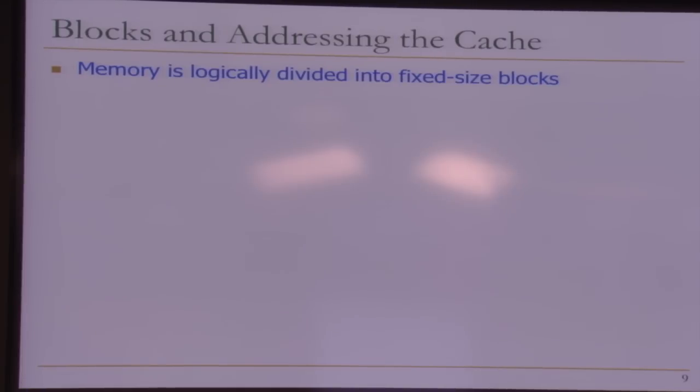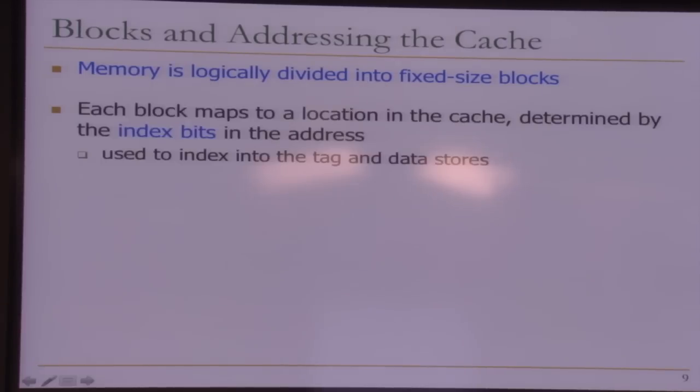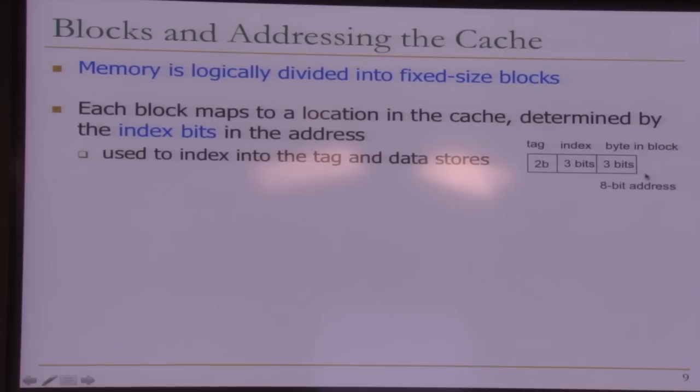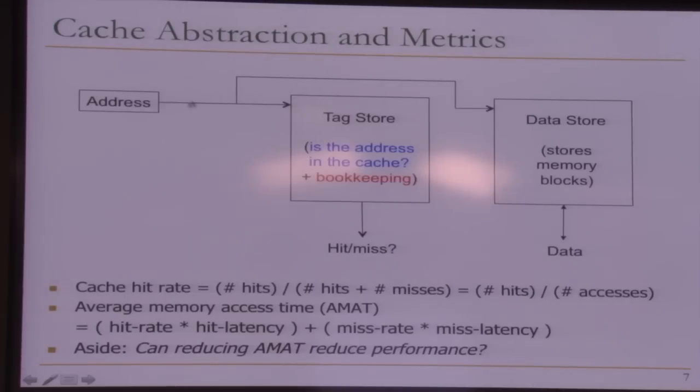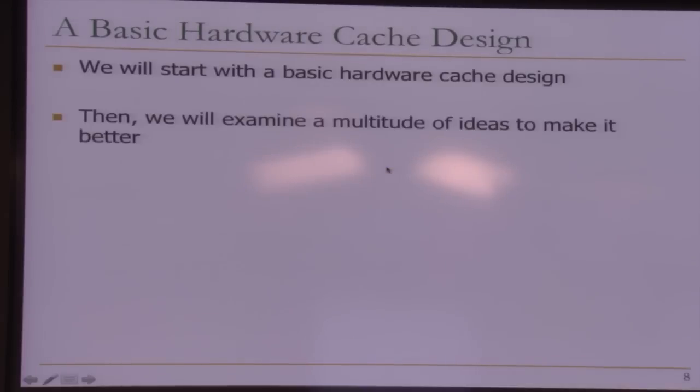Basically, I've said that the basic unit of storage in a cache is a block. And conceptually, we divide memory into fixed-size blocks, logically, right? Each block maps to a location in the cache determined by the index bits in the address. So you can think of an 8-bit address, let's say, and you can have some index bits that determine where the block is, right? And these index bits are used to index into the tag and data stores. So if you go back to this figure over here, you don't use the full address, but you use some index bits because you have limited amount of space in the tag store, right?